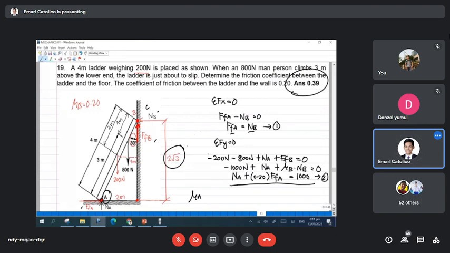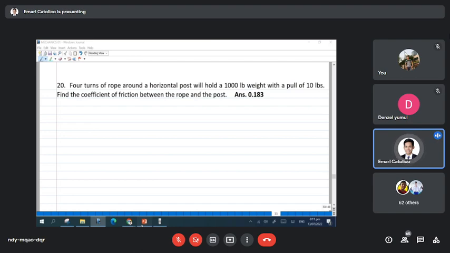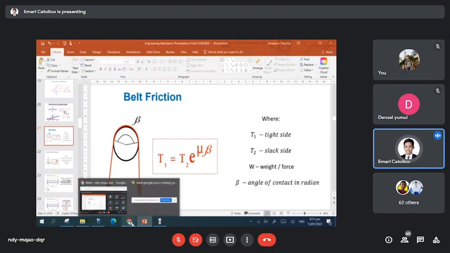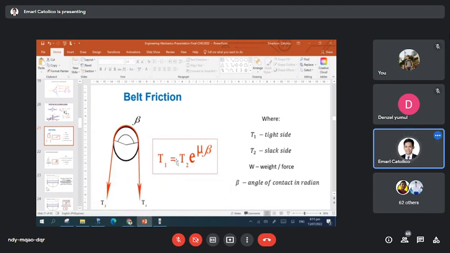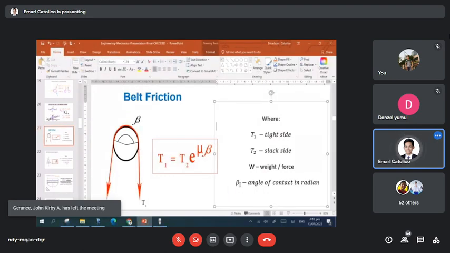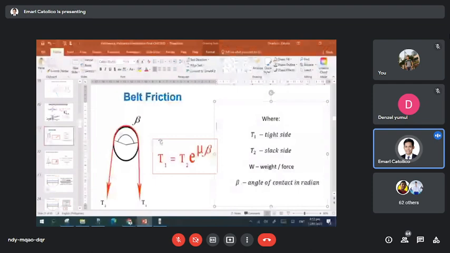Okay, so number 20 tayo. So number 20 is under no tension na, no? Dito na tayo sa tension. I hope natatandaan to. Sa machine design ata ito, no? Sa mga belts. Okay, so belt friction is equal to T sub 1 over T sub 2. Yun yung formula natin sa machine design. Is equals to E raised to mu times, yung iba theta, pero yung gamit ko dito is beta. Where T1 is the tight side, T2 is the slack side. Then, minsan meron din tayong weight, pero hindi naman naka-indicate dito sa problem. Then, beta is the angle of contact. Yung mu, yan yung coefficient of friction.